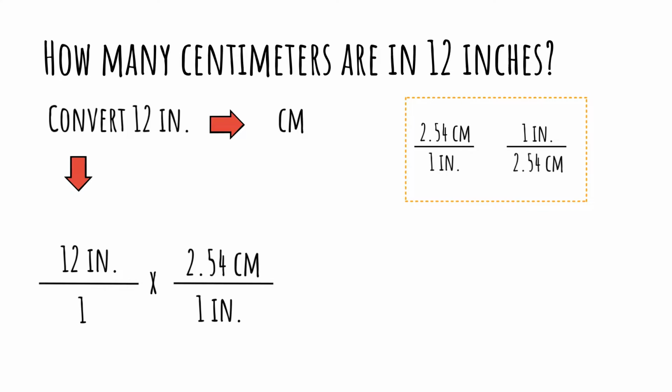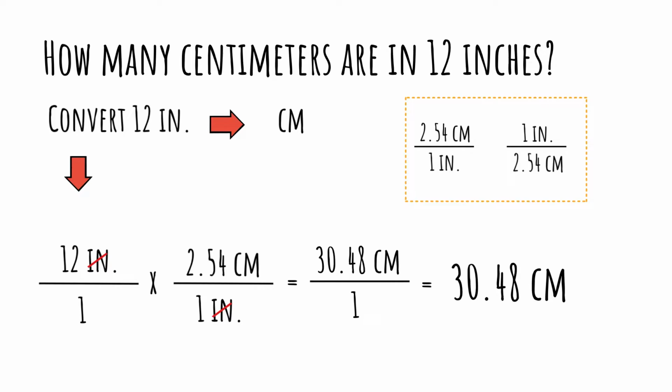This is going to allow us to cancel inches in the numerator of the first fraction and inches in the denominator of the second fraction, which leaves a unit of measure of centimeters. Now we just perform the calculation of 12 times 2.54, which gives us 30.48 centimeters over 1, which we know is just the whole number, 30.48 centimeters. And that's how many centimeters are in 12 inches.